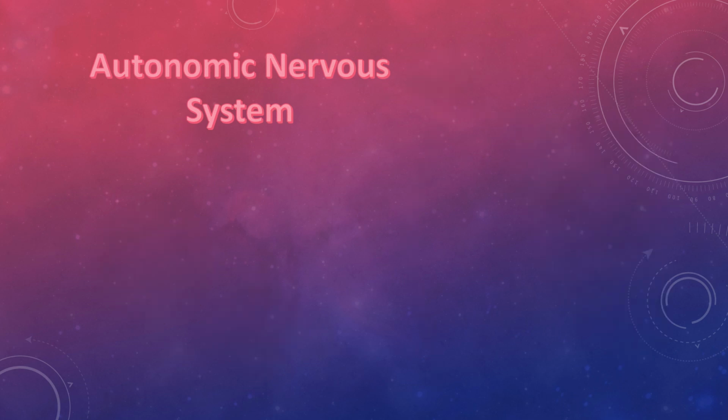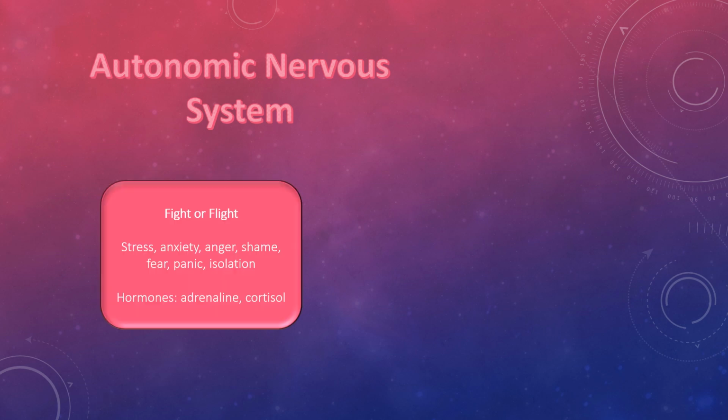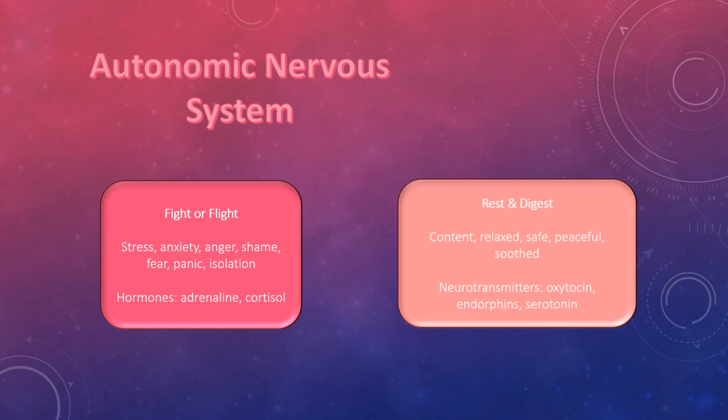It controls two major body systems: the fight or flight response, and the rest, digest, and repair response. To improve your gut symptoms, you need to learn how to trigger your rest and digest system. The two systems are opposite to each other.